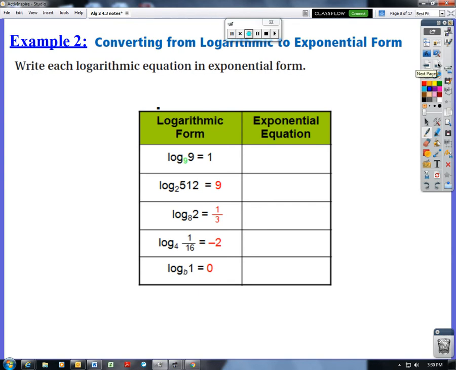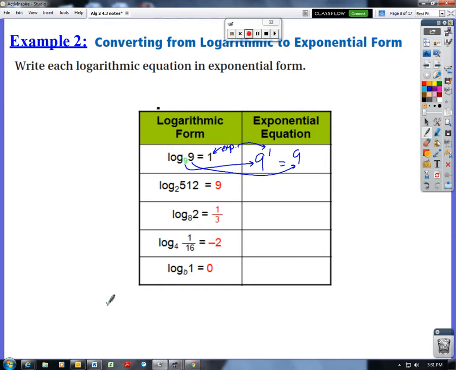Now we're going to go the other way. Now we're given logarithms and we're going to find exponentials. So exponentials have a base, so the base is 9. 9 raised to the exponent. This number here is the exponent. So it's 9 to the 1 equals, and then this number is going to go here, 9. So the base is that 9. The exponent's right there.